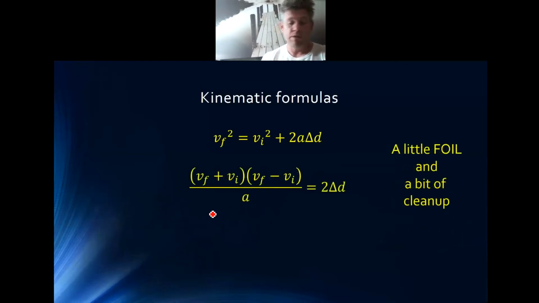So when I do that, it looks like this. (VF + VI) times (VF − VI), all over A. So hopefully you're able to see, well, that looks pretty close, right? If I put that over 1, now what I can do is cross multiply and get my stuff off the bottom, get it out of the denominator. So I'm going to be able to move this A right over there, okay?